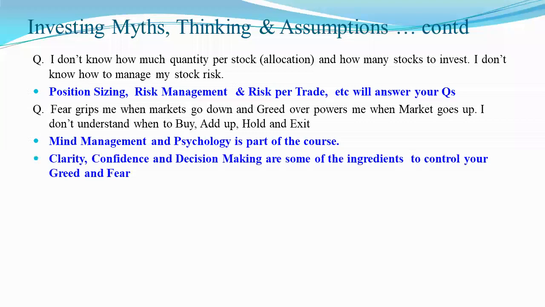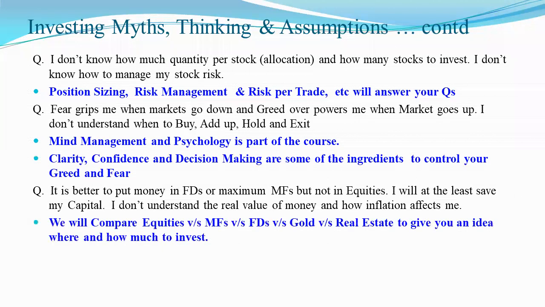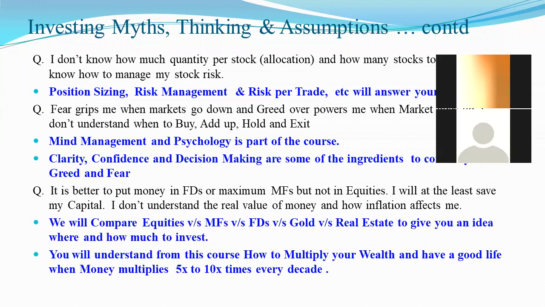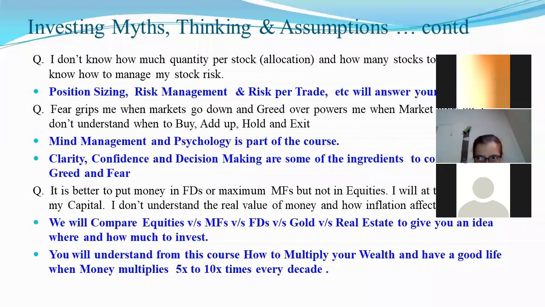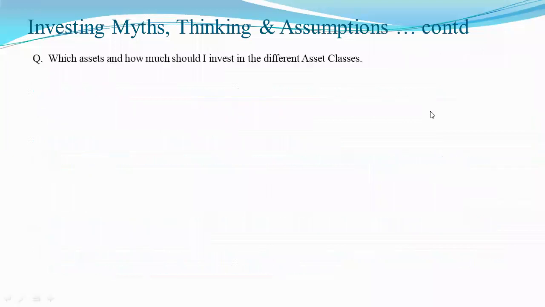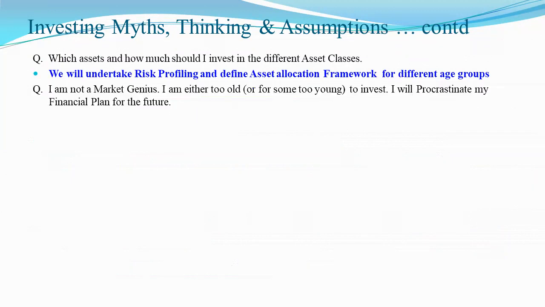Have clarity, decide your stocks, and then stay after them. Is it better to put money in FDs, mutual funds, or equities? We'll see that in inflation. Whether to keep it in gold or in real estate, we'll see that. We'll study them as asset allocation. How much should I invest in asset classes? We'll see them as part of asset allocation. We'll study them for different age groups also.